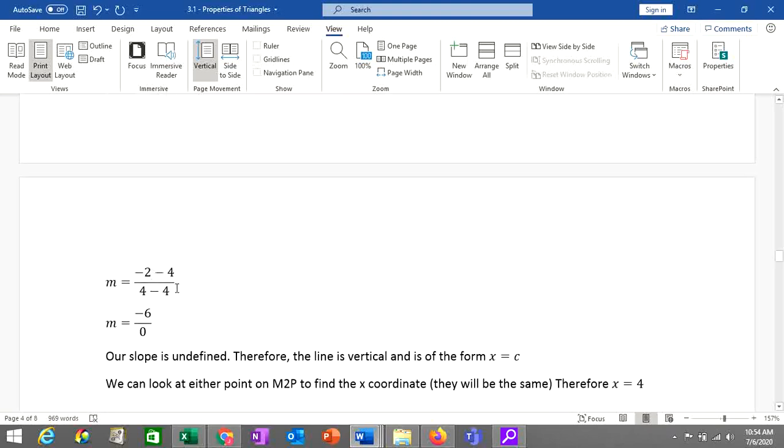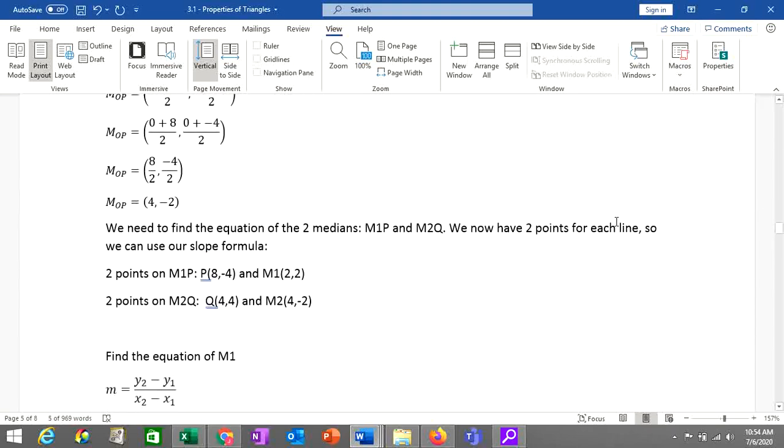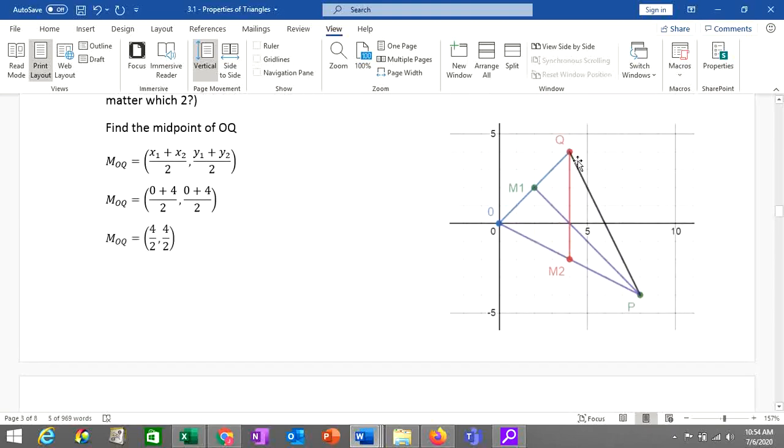You'll notice that when you do this, you get a denominator of 0 on the bottom, and so you'll get an error if you try and find this. This is telling us that our slope is undefined, and that means that we have a line that is vertical, a line that runs straight up and down. And you can see that it looks vertical.